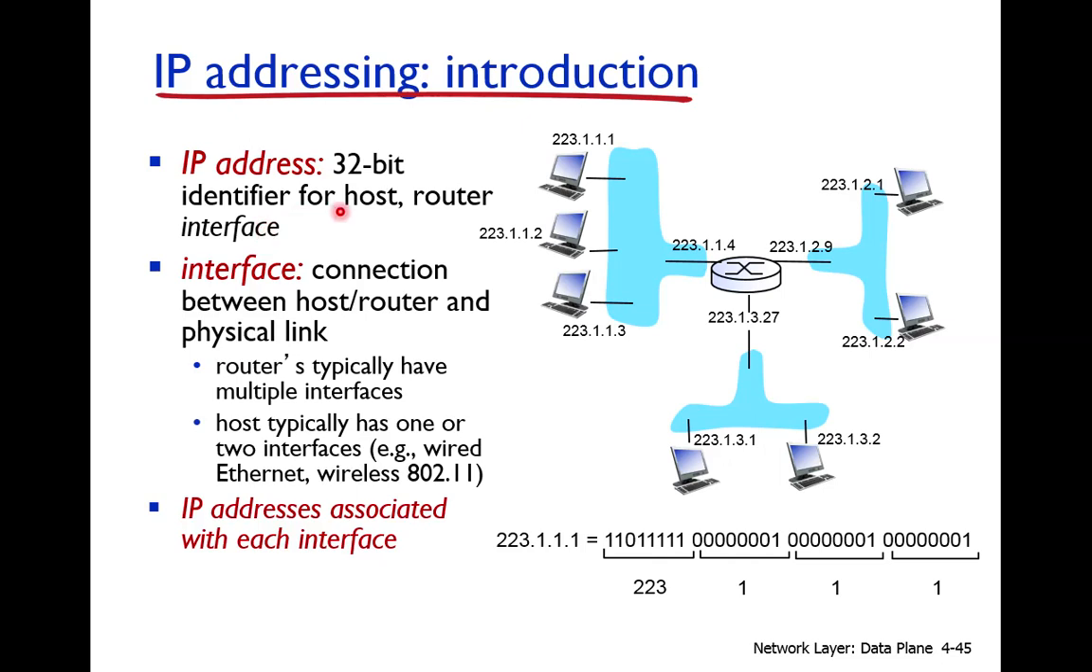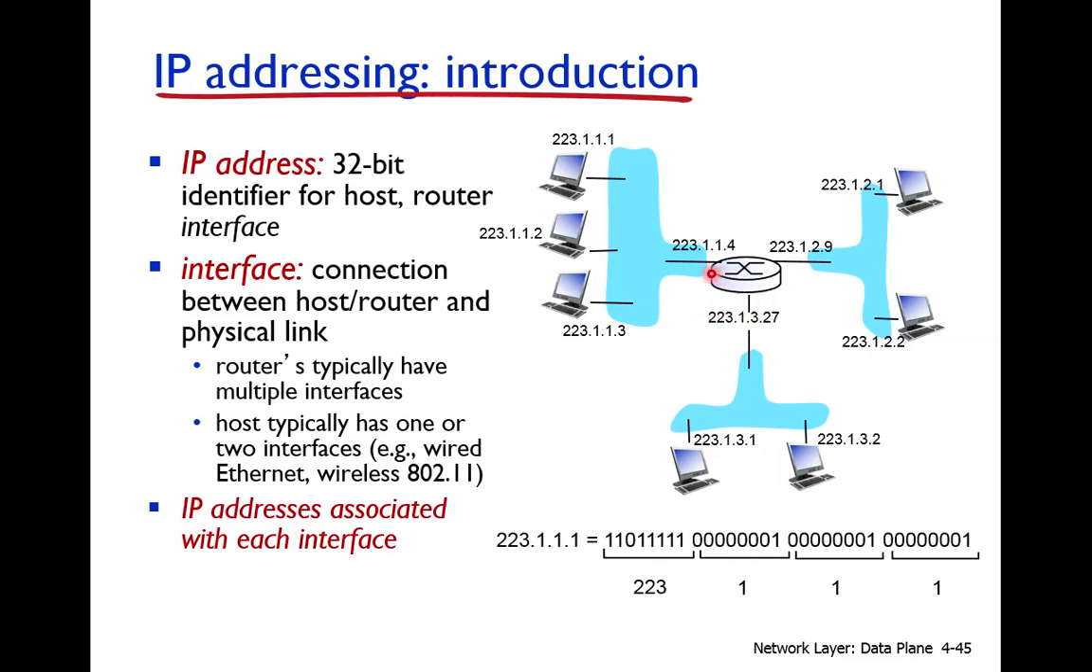So if a host has three interfaces, three LAN cards, then each will have an IP address, so the system has three IP addresses. What is an interface? An interface or LAN card basically connects the host or router to the physical link. So the LAN card connects a machine to the communication link. Usually a host has only one or two interfaces, one for wired and one for wireless. But a router has multiple interfaces, more than two.